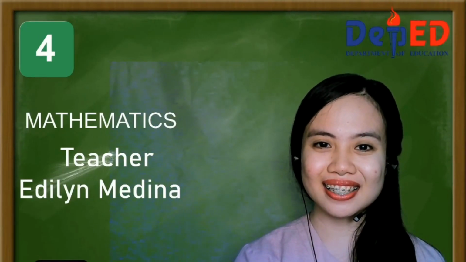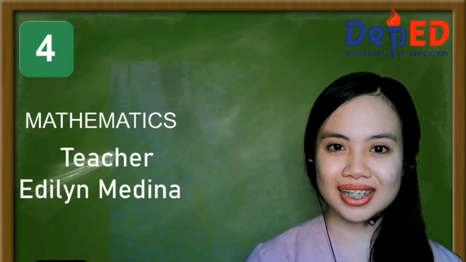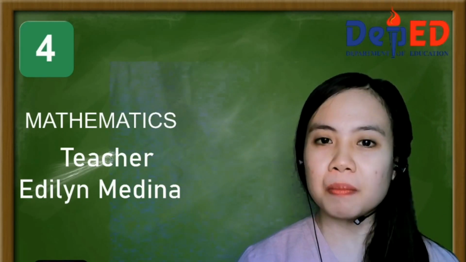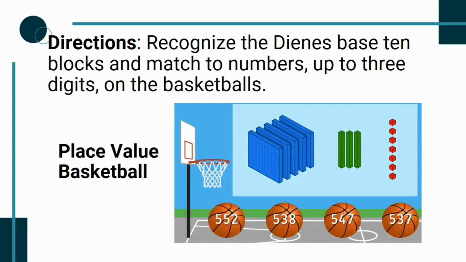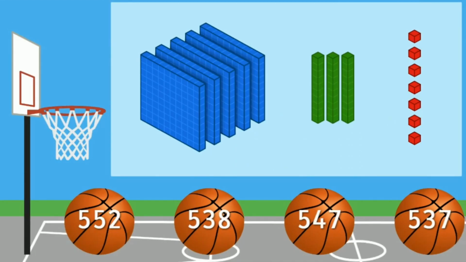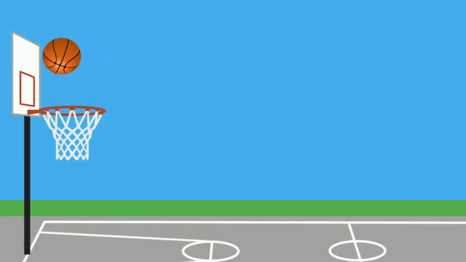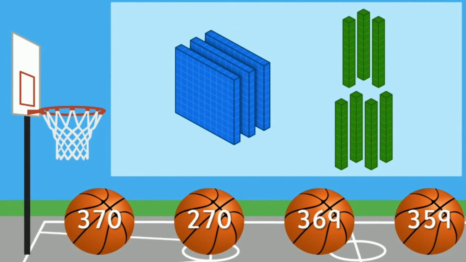Did you enjoy, kids? Do you want to play another game? Alright, let's play place value basketball. Directions: recognize the base 10 blocks and match them to the 3-digit numbers on the basketballs. I will answer the first one. Alright, it's your turn.